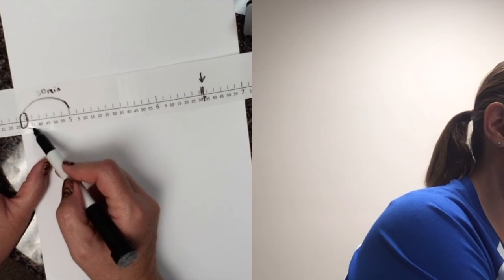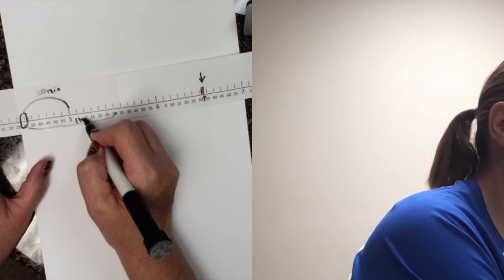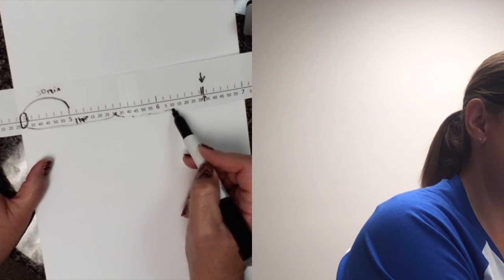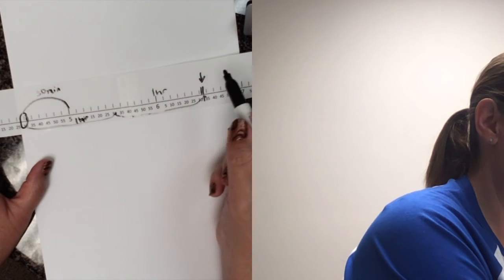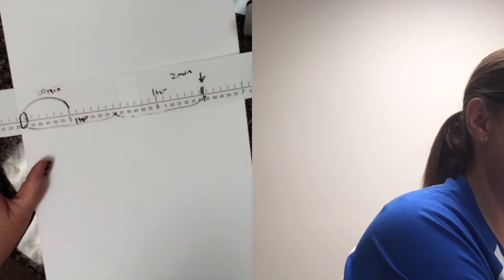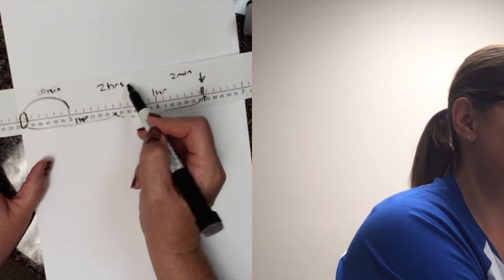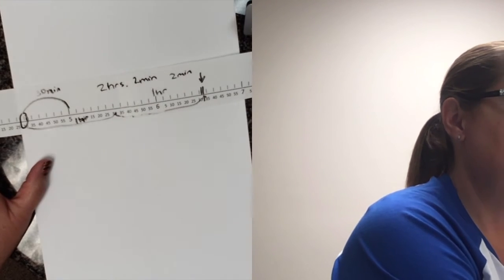Now I could do a full hour if I wanted to, and I'm going to show that down here. So you can see that. That's a full hour. This is 1 hour. Can I go another up to 30 to make another hour? Absolutely. There's another hour. And then I have 2 minutes. So it lasted 2 hours and 2 minutes. You like how we can do those jumps?